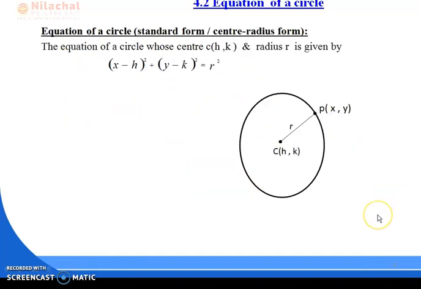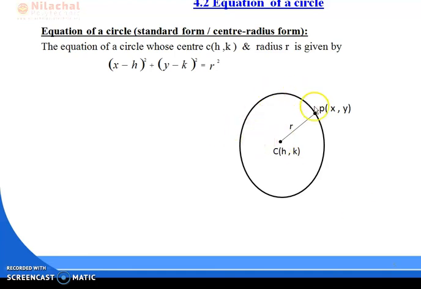Let's see the equation of a circle. Which type of equation is this? Standard form, or center radius form, you can say. This is called the standard form. Generally we call it the standard form equation of a circle. How do we find this? So, the equation of a circle.